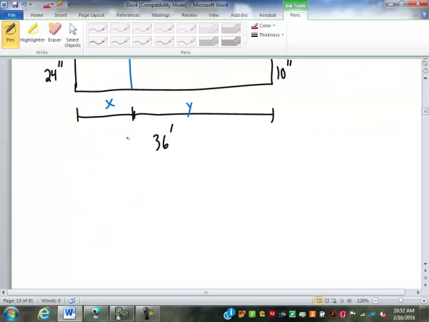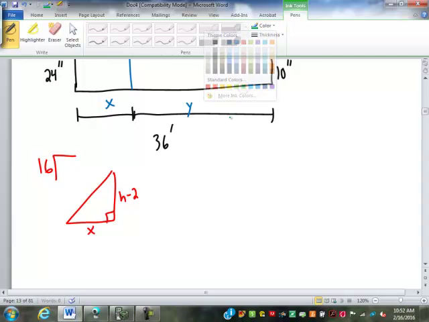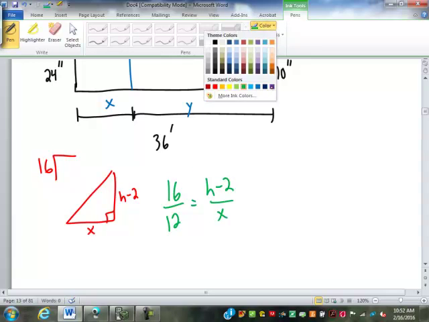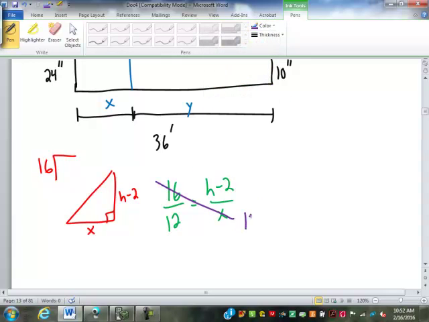So what we have is this triangle here. We have X and H minus 2, and it is a 16/12 slope. So 16 over 12 equals H minus 2 over X. 16 times X is 16X. 12 times H minus 2 is 12 times H minus 2.